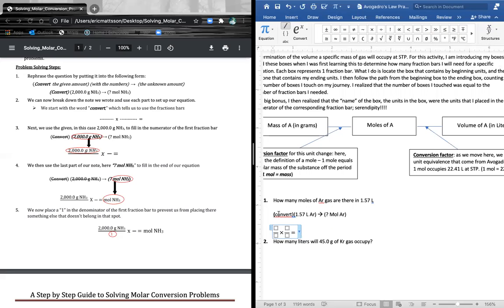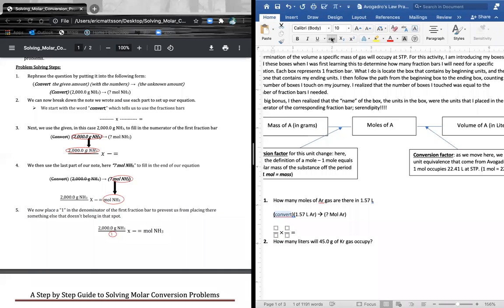So I'll say, okay, now I can start to work this question. What convert now tells me is diagram. Look at your diagram and figure out how many fraction bars I'm going to need. Then I can start filling this out. So I do step 2. I put in 1.57 liters of argon, and that gets rid of that part, so I cancel that out. Then I do step number 3 or step 4. I drop this down into my equation at the end. So everything else at this point is now the same.